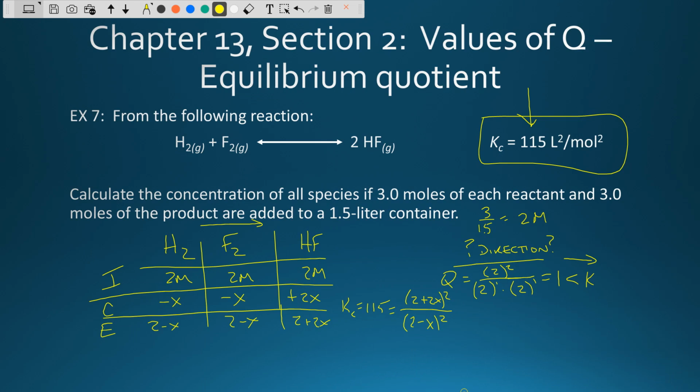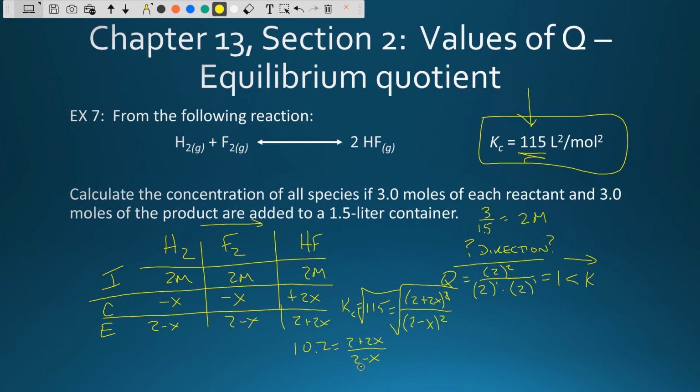So I can do something kind of tricky here. You guys are going to like this. I can't just cross out my x because K is too large. I've got to take it into account. However, notice both of these are squared. So what if I just took the square root of everything? Ooh, that's pretty clever. So let's see what this ends up being math-wise. If I took the square root, I end up with 10.7 equals 2 plus 2x over 2 minus x. That essentially just got rid of those squares.